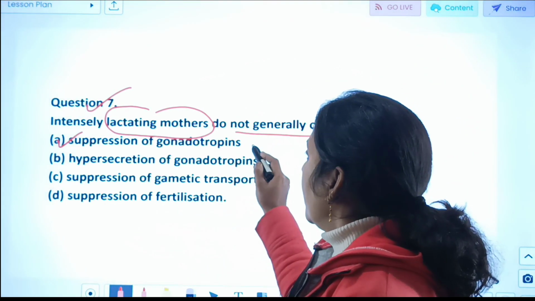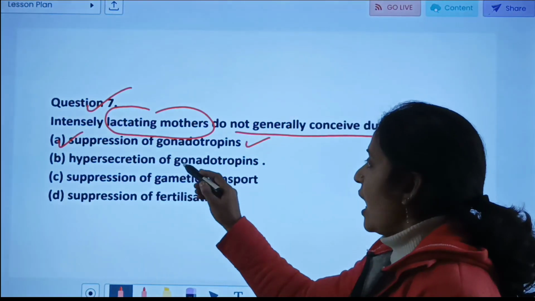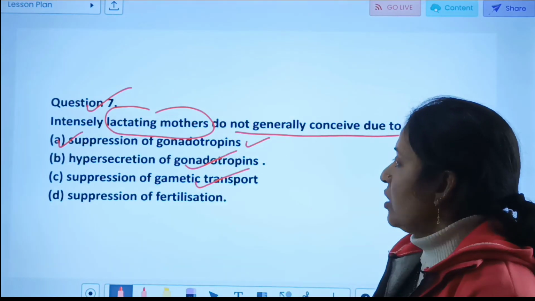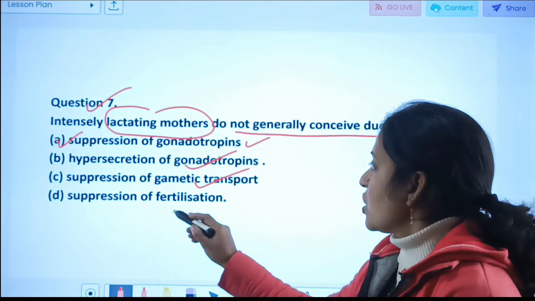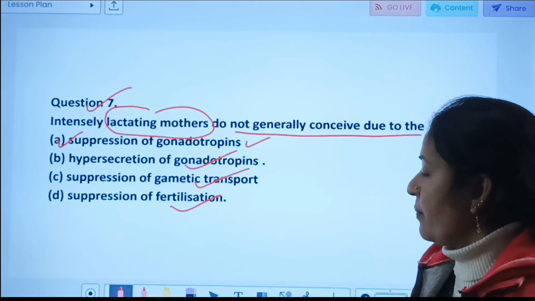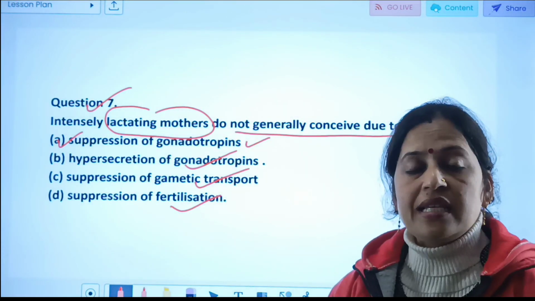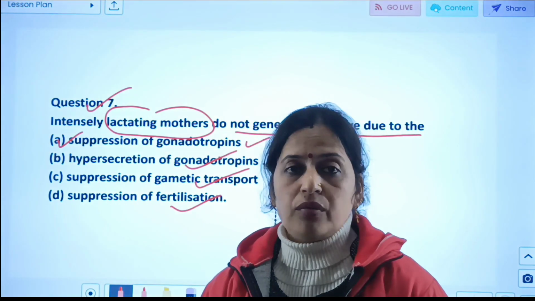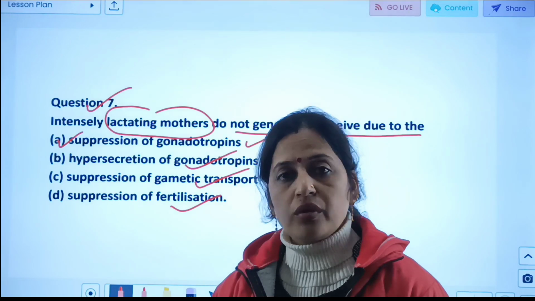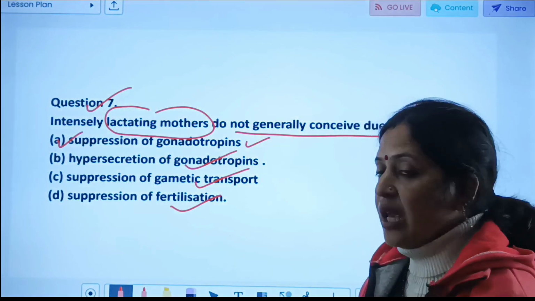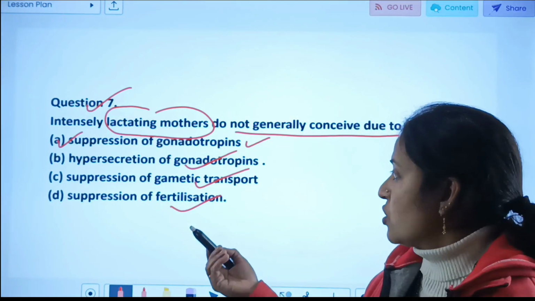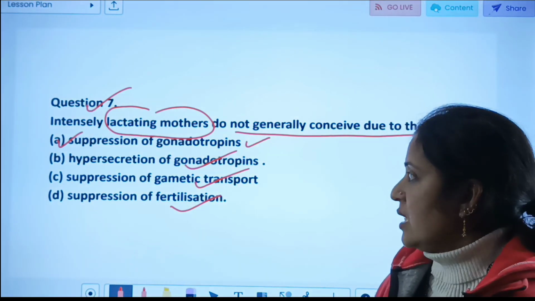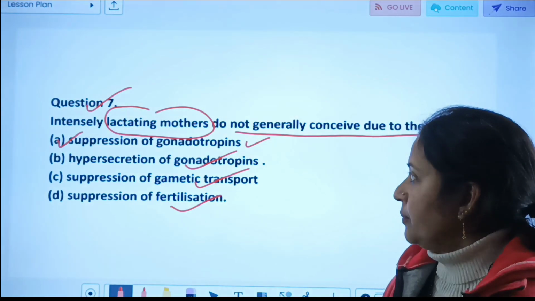Option A suppression of the gonadotropins, second one is hypersecretion of the gonadotropins, third one is suppression of the gametic transport, and the last one is suppression of fertilization. So how do the intensely lactating mothers not conceive? By which of the following reasons? And it is your question number 7.